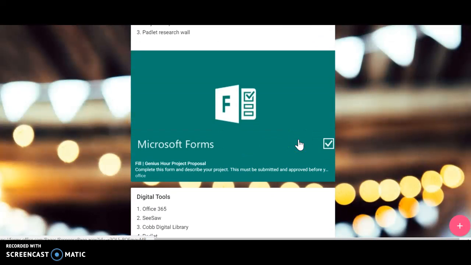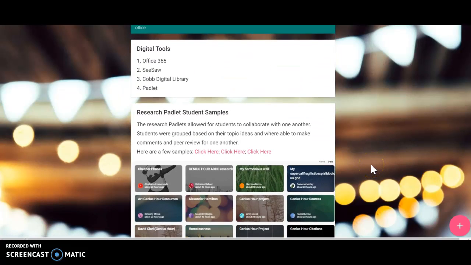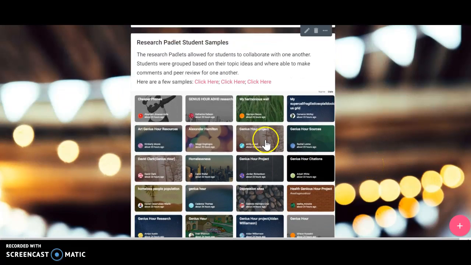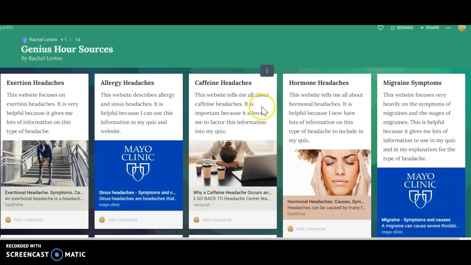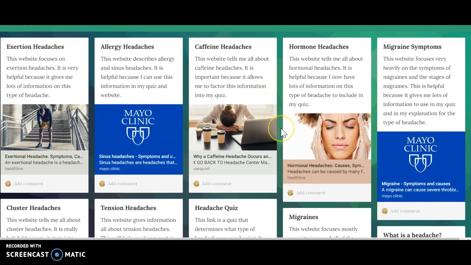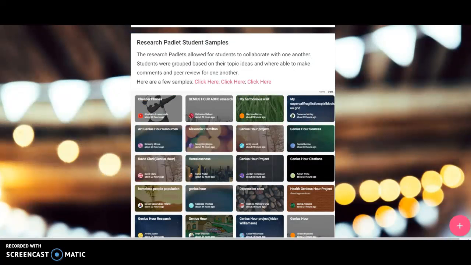Students then gathered all of their research and put it into an annotated bibliography through Padlet. Through Padlet, they were able to collaborate and make comments on one another's Padlets, but also they started grouping themselves. If their projects were very similar, they could start working in partners or groups of 3 together for their final product.